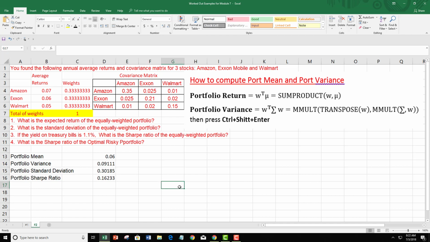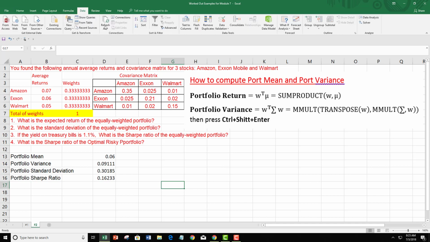Now we need to find the Sharpe ratio for the optimal risky portfolio. And before we do that, we need to understand what an optimal risky portfolio is. I've done this in many places. So the optimal risky portfolio means the portfolio that has the maximum Sharpe ratio. What we have to do is use Excel's Solver function to find the optimal risky portfolio. So let's go and use the Solver function, and that gives us the optimal Sharpe ratio or optimal risky portfolio.